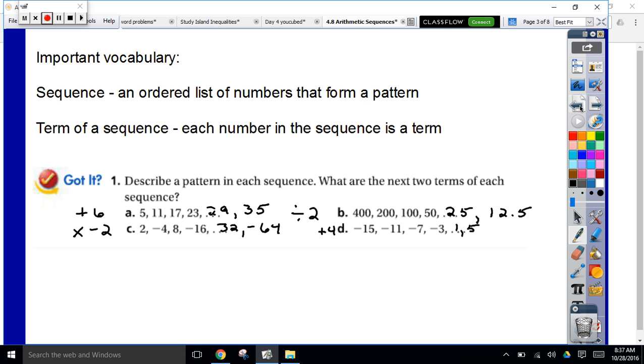So going back to the page we did before, letter A would be an arithmetic sequence because it's going up by the same amount each time, and the common difference would be 6. Letter D would also be an arithmetic sequence because it's going up by the same amount each time, and the common difference would be 4.